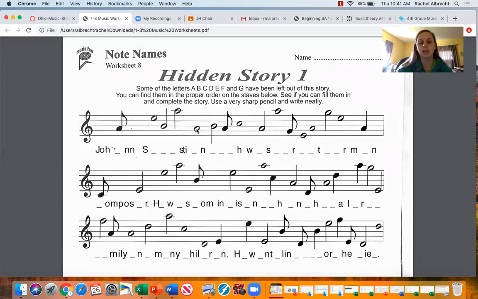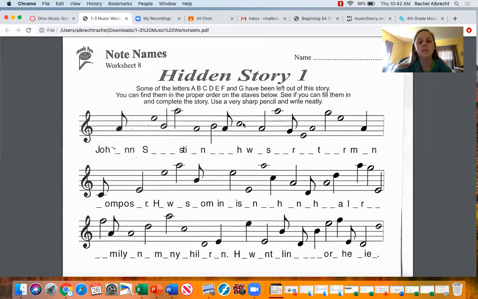This next one we have already done. Again, think through: is it a line note or a space note, and what number line or space is it on? I'm going to leave that one for you to do. This next one we have also just done. Again, is it a line note or a space note, and what number line or space is it on? I'll let you do that one. Same with this one. I'll end with one more, and you can figure out the rest of the worksheet.